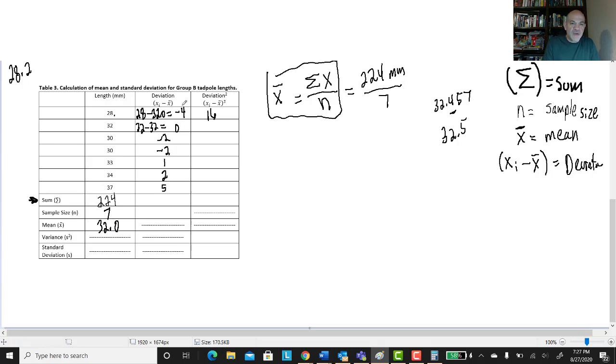Okay, so these are the deviations for the individual values. So 28 has a deviation of -4, whereas 37 has a deviation of +5. By looking at the deviations, you can see which ones are lower and which ones are higher.